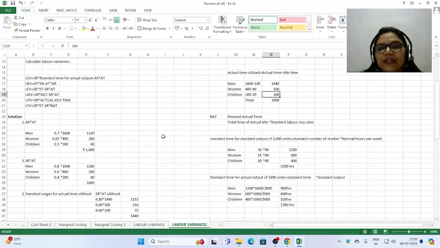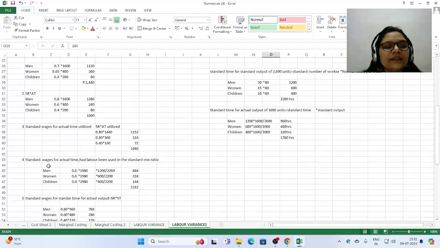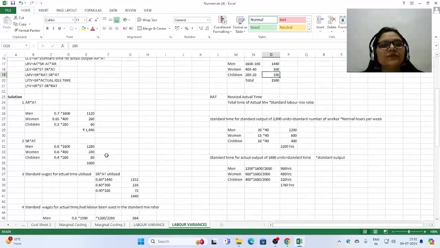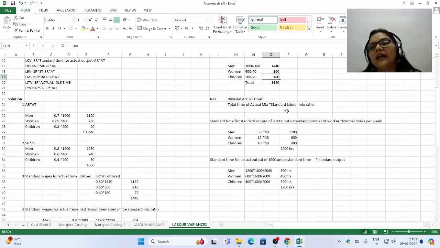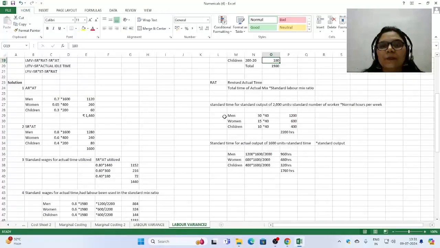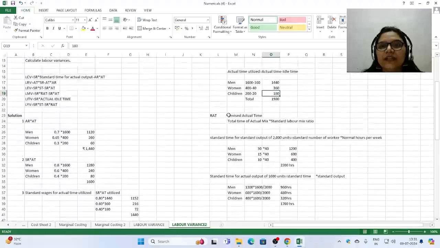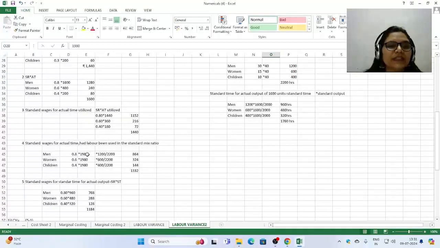Now we will get all these actual time utilized, and we will multiply it by standard rate. Next is standard wages. Now we know that for labor mix variance, we need to calculate revised actual time. And revised actual time is total time of actual mix into standard labor mix ratio. So we know we have calculated the actual mix is 1980. We have already calculated here, which is same for men, women, and children.